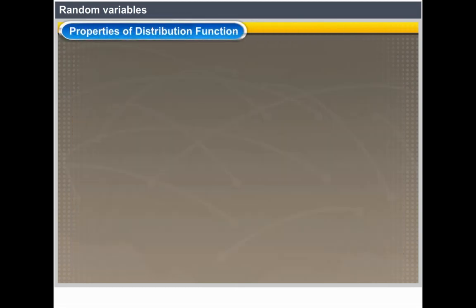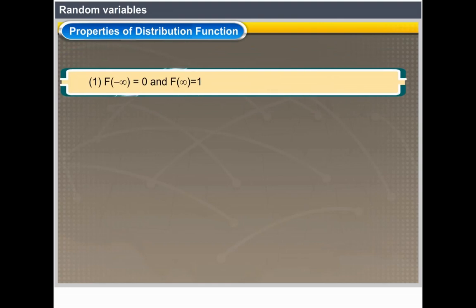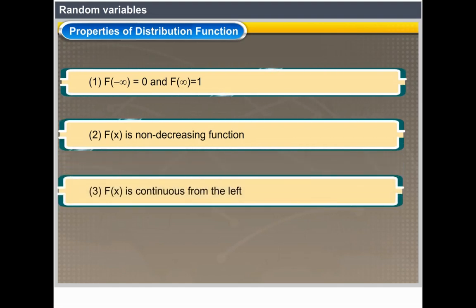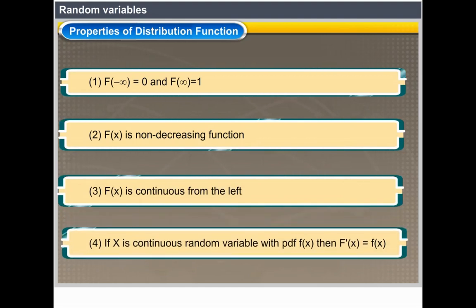Properties of distribution function. Number 1: F of minus infinity equal to 0 and F of infinity equal to 1. Number 2: F of x is a non-decreasing function, that means it's an increasing function. Number 3: F of x is continuous from the left. Number 4: if X is a continuous random variable with PDF, that means our probability density function f of x, then F dash of x equal to small f of x.